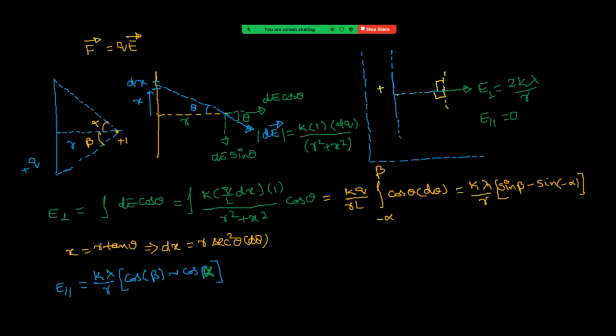That means when you take an infinitely long wire, at this point what is the strength of the field? It is only normal to the wire. Its value is 2k lambda by r. And coming to the parallel component, it is 0. For example, we want to calculate now.